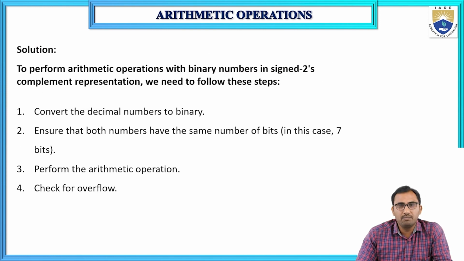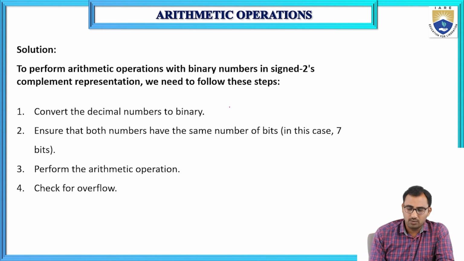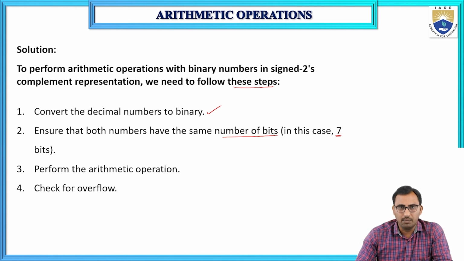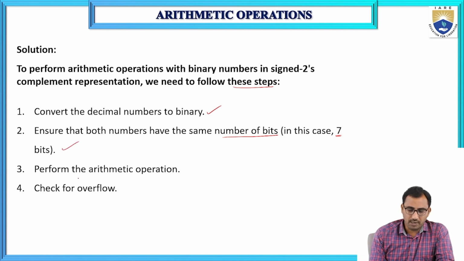In order to perform these operations, we should follow some sequence of steps so that we can get the result. The first one is to convert the decimal numbers into binary. The given numbers are in the decimal format, so the decimal numbers should be converted into binary. That is the first step we have to do. Next, ensure that both numbers have the same number of bits. Our assumption is we are using 7 bits in order to represent the number. And the third one is to perform the arithmetic operation.